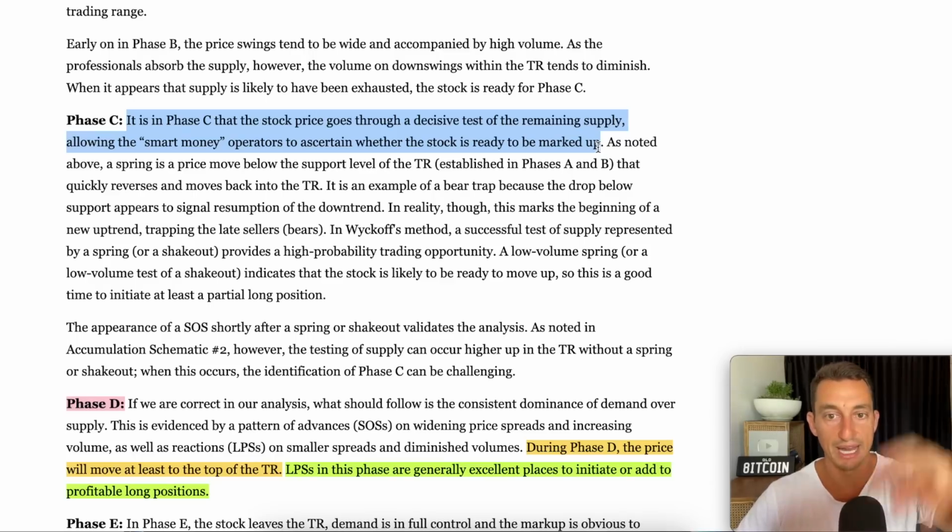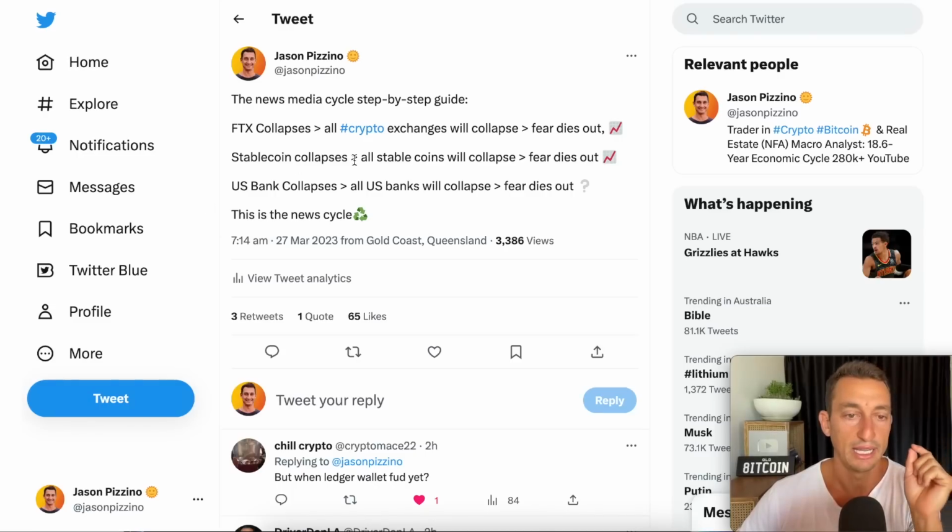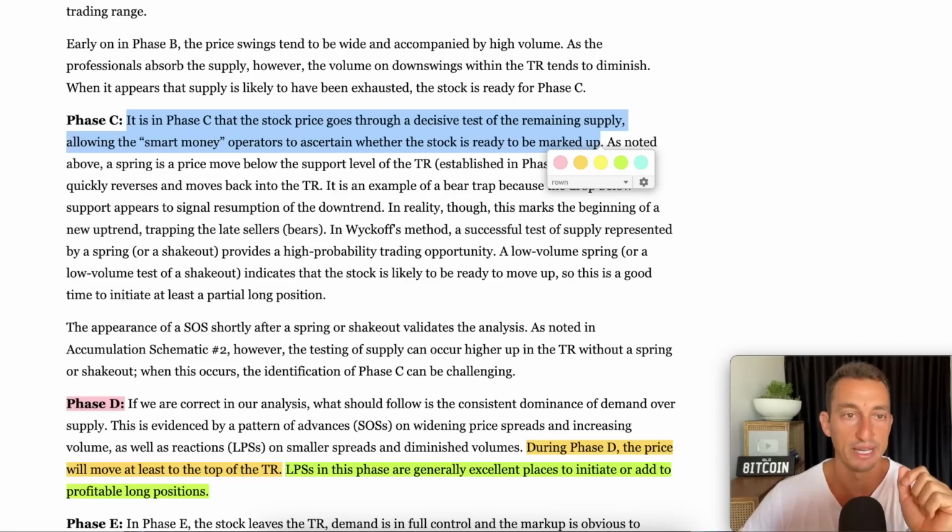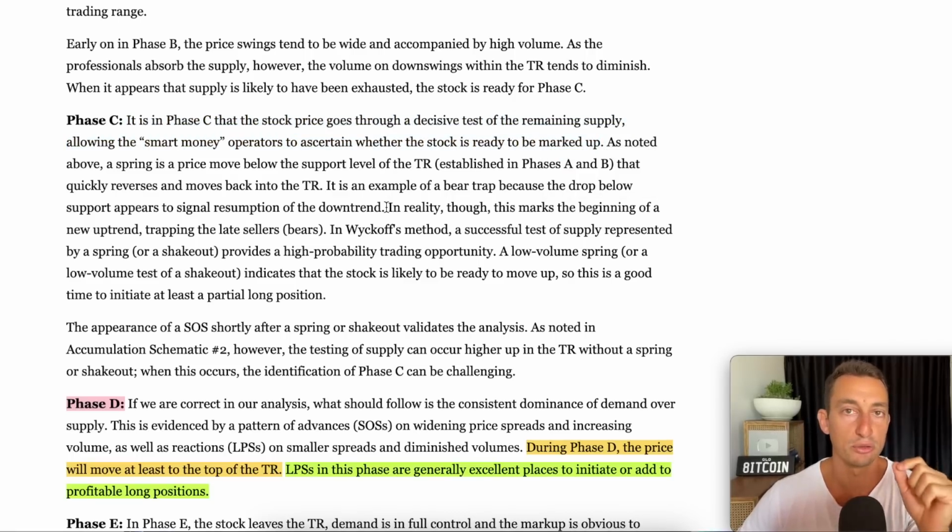Because all of the supply has been drained from the market, meaning everyone that wants to sell at the most fearful times, are they all out of the market? And that's why it has to work around these extreme news events, because that's the only time you can get the most amount of people, and basically everyone that's ready to sell will sell at those extreme news events.